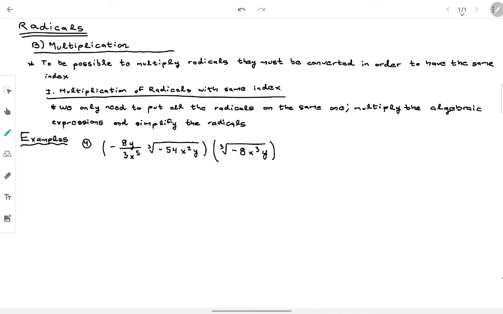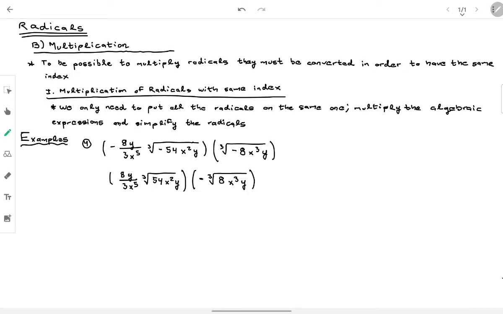So let's see. In this specific exercise, we have odd powers, the cubic roots of negatives. So maybe we can take the sign in order to not forget that part. So it's going to be minus multiplied by minus, going to be plus 8y divided by 3x to the 5, the cubic root of 54 x squared y. All of it that multiplies, I'm sorry, I forgot the minus. Here it's going to be the minus cubic root of 8 x cubed y.